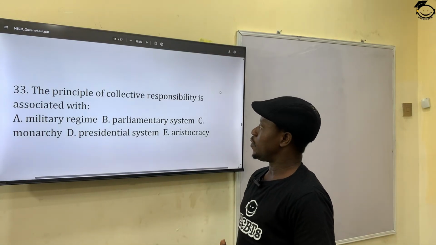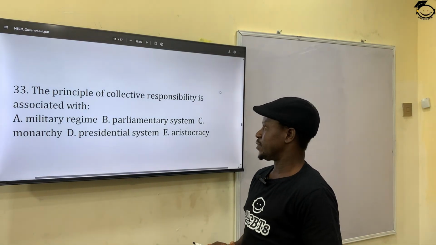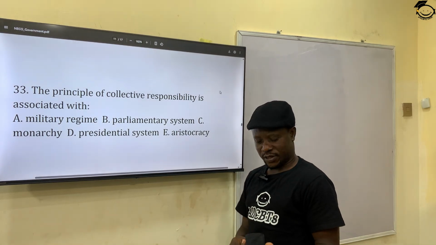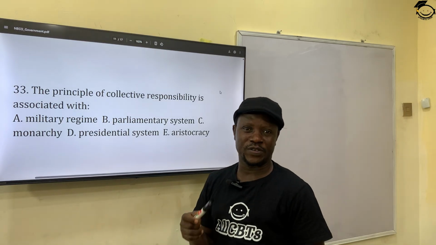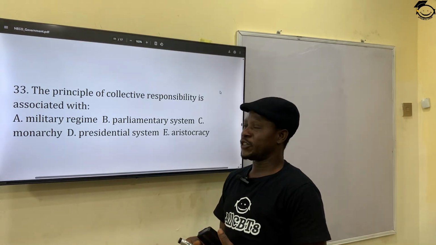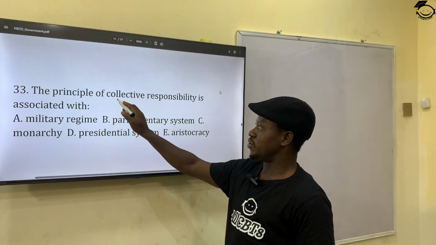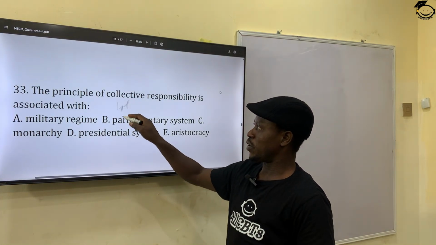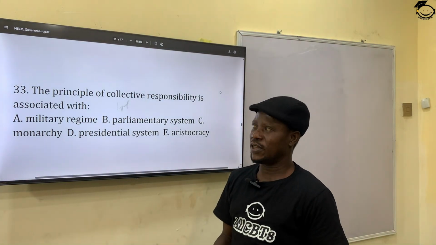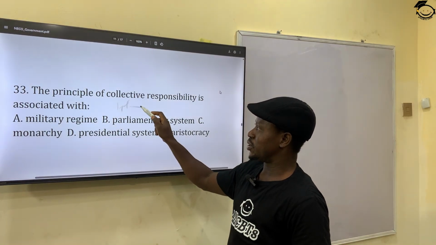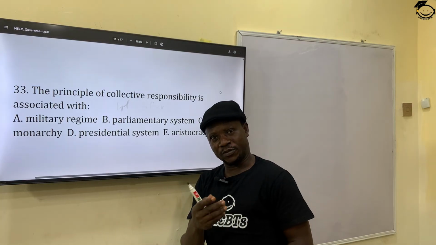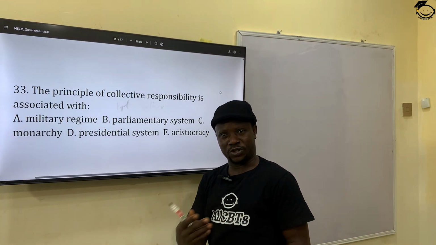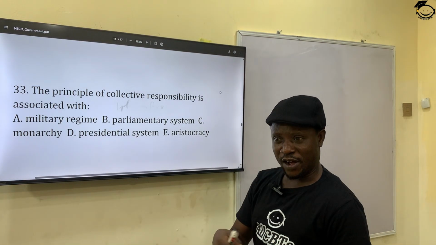The principle of collective responsibility is associated with... when we talk about responsibility, we are talking about the responsibility of the ministers. There are two responsibilities. We have individual responsibility, and we also have what? Collective responsibility. Individual responsibility is associated with the presidential system of government, where the president appoints his ministers and can also dissolve them at any time. He can hire and fire.